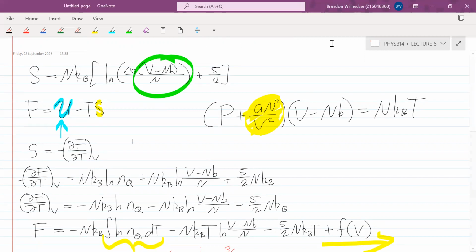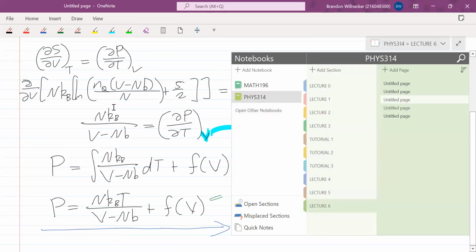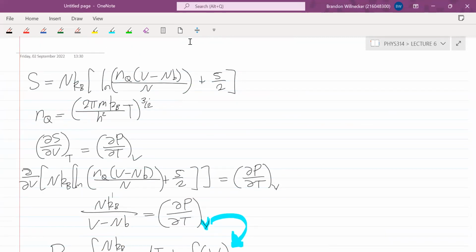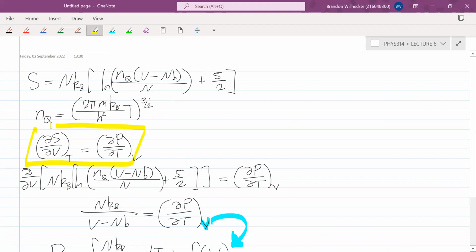So if we look over here, the question asked us to find the pressure, and we're given the entropy. So you can use the Maxwell relation to find that, like I did here. But that's not the only way. There's a number of ways to do this.